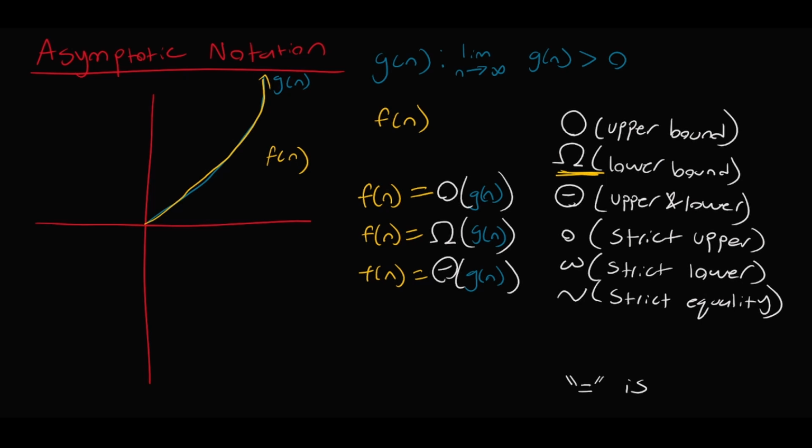Now, let's actually cover the difference between strict and non-strict. In big O, f of n can touch g of n at points. Little o says that f of n is strictly lower than g of n. So f of n cannot touch g of n. f of n must be strictly lower than g of n.